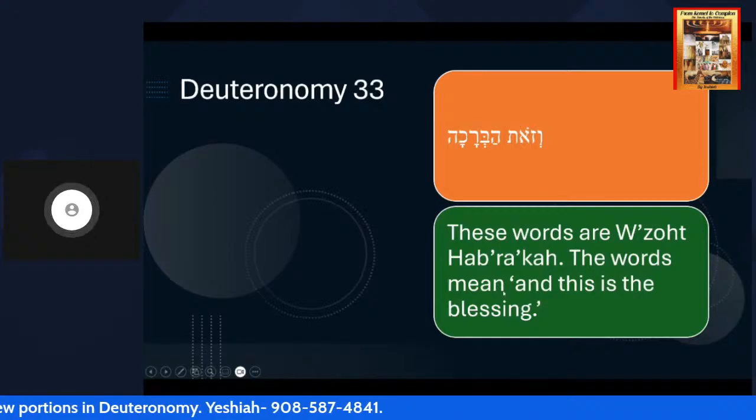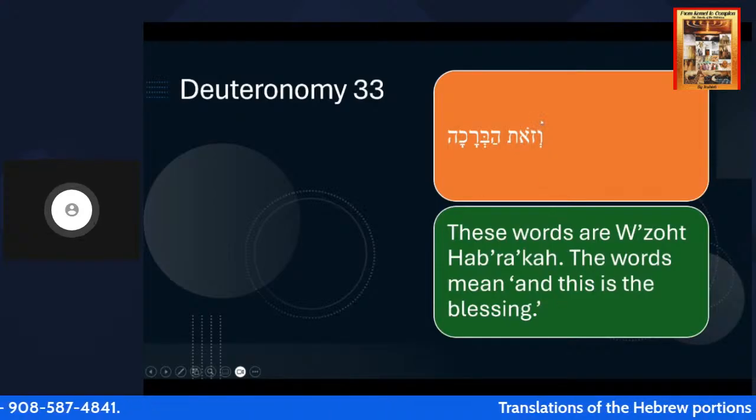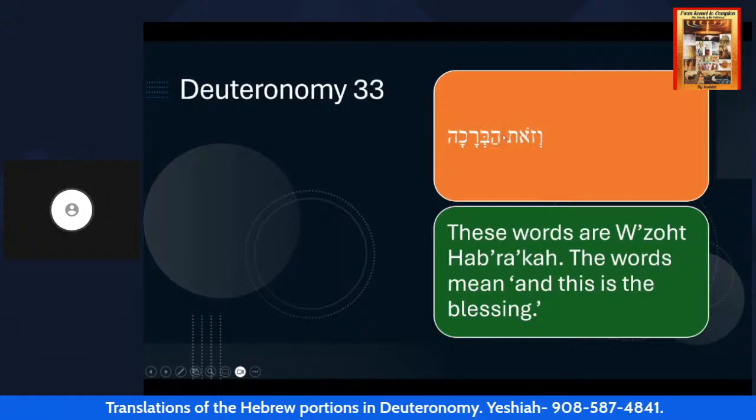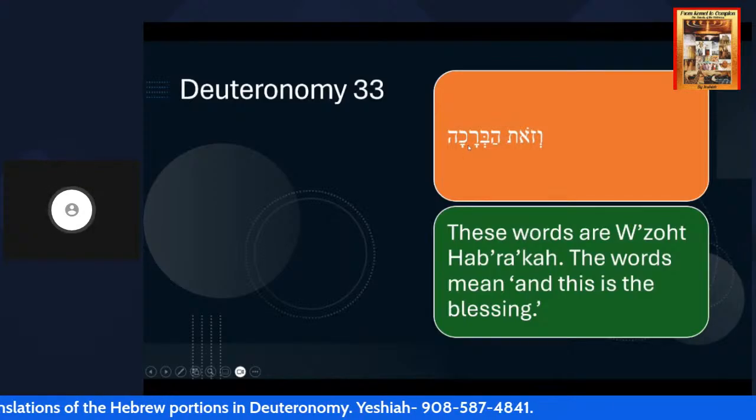These words mean, and this is the blessing. The word vav means "and." Zot means "this" in the feminine. Baraka means blessing. Habraka, the blessing.